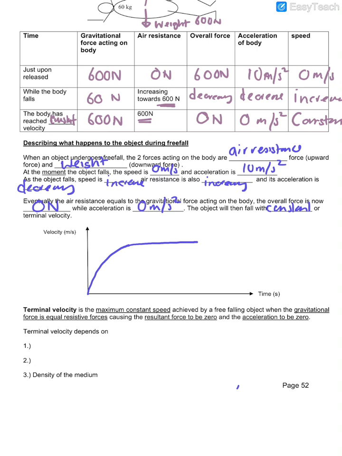So you understand it all very well. That's great. The proper definition is here, everything in one sentence, and you notice it's basically the 4 boxes over there. Maximum constant speed, force of motion equals force opposed, resultant force 0, acceleration 0. Use this word, don't forget it: maximum constant speed. It's not just constant speed, but maximum. That is your terminal velocity.